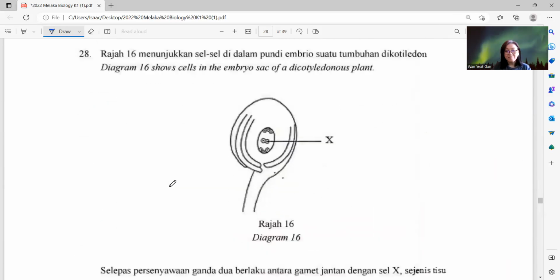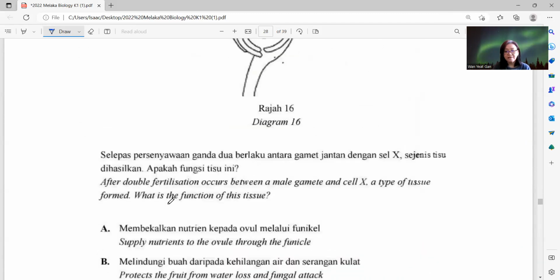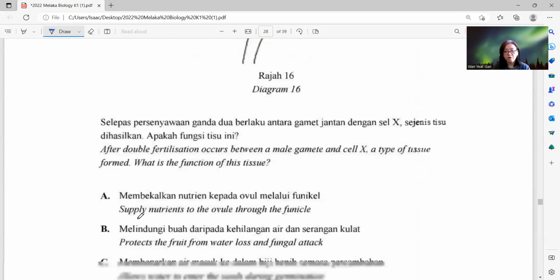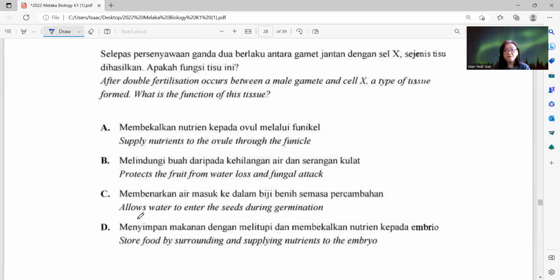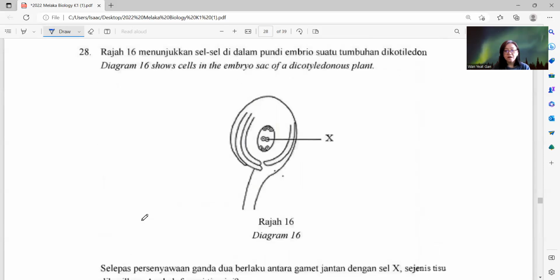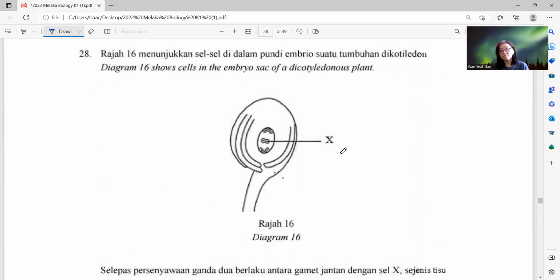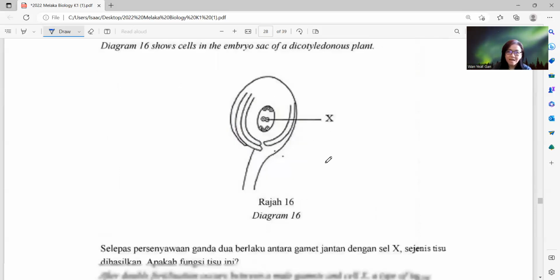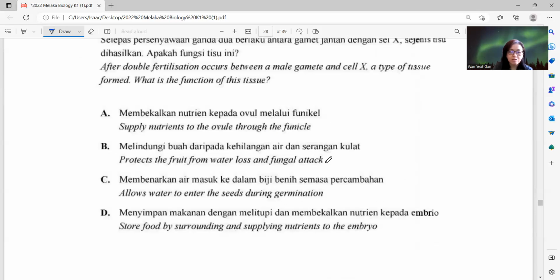28. The diagram shows cells in the embryo sac of a dicotyledonous plant. After double fertilization between a male gamete and cell X, a type of tissue is formed. What is the function of the tissue? So here, the polar nuclei, after being fertilized by a male gamete, will form the triploid nucleus, which then matures to become endosperm. Endosperm is a tissue that stores food for surrounding cells and supplies nutrients to the embryo. So the answer is D.